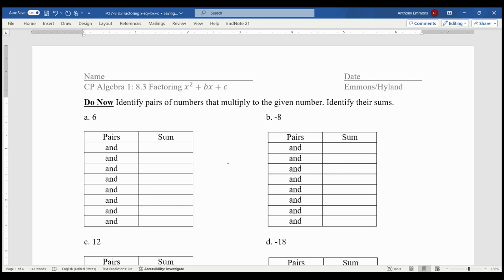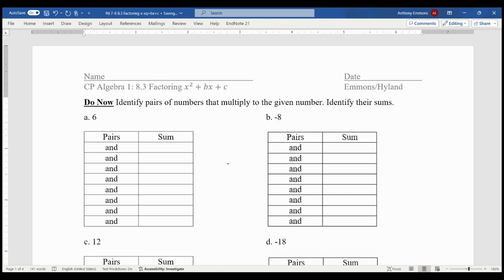This is Mr. Emmons, and today we're going over section 8.3, how to factor trinomials of the form x squared plus bx plus c. To begin, we're going to start filling out these tables, identifying pairs of numbers that multiply to a given number, and then we have to identify the sum of each pair of numbers.